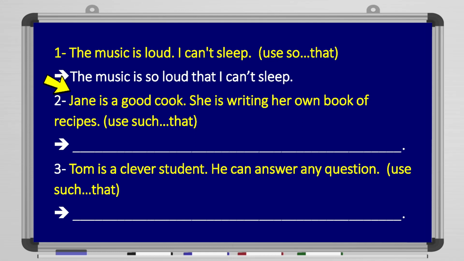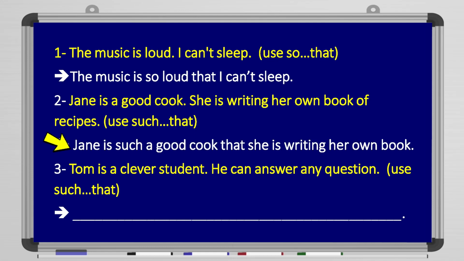Jane is a good cook. She's writing her own book of recipes. So she's a good cook. What's the result? She's writing the recipes. So we're going to use such. Jane is such a good cook. This is the adjective, good, and cook is the noun. Jane is such a good cook that she is writing her own recipe. The result is writing her own recipe. Try to figure out the third one by yourself and then check your answer.